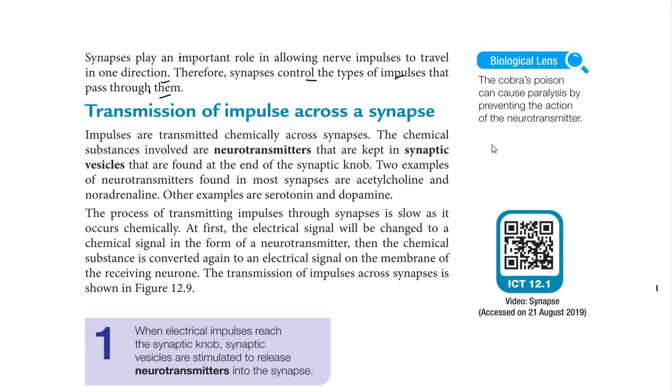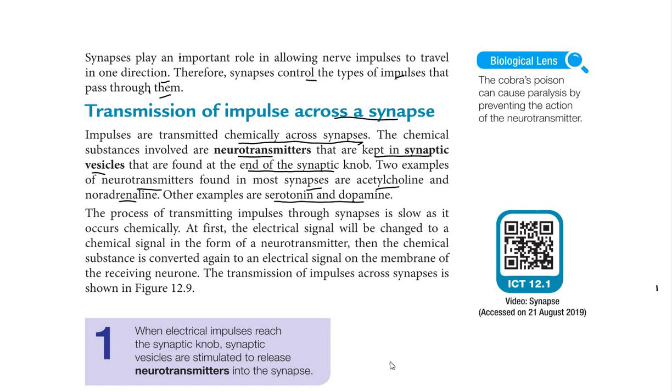Transmission of impulse across a synapse. Impulses are transmitted chemically across synapse. This one I already explained to you before. Impulse must be converted from electrical to chemical. The chemical substances involved are neurotransmitters that are kept in synaptic vesicles found at the end of the synaptic node. Two examples of neurotransmitters found in most synapses are acetylcholine and noradrenaline. Other examples are serotonin and dopamine.